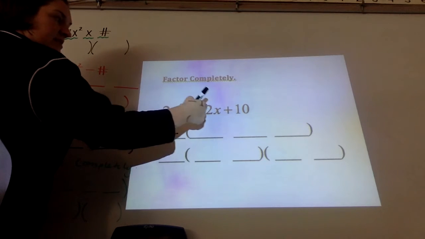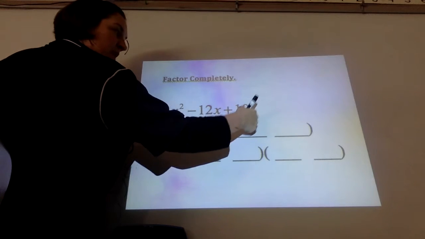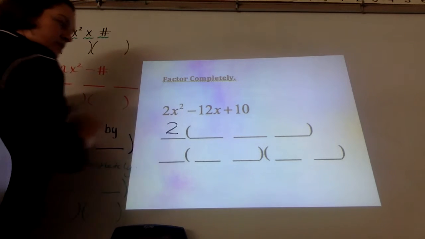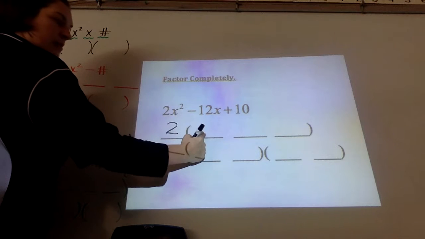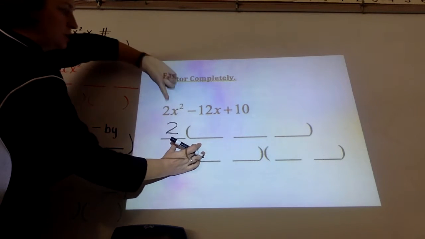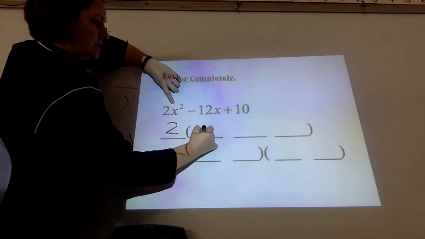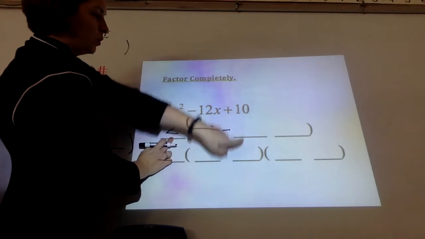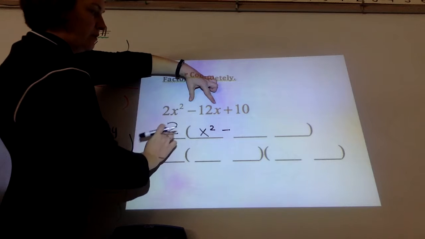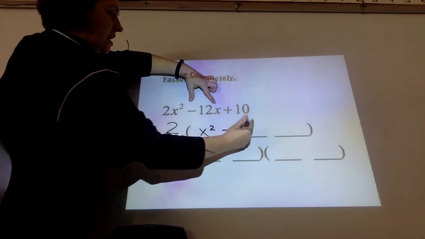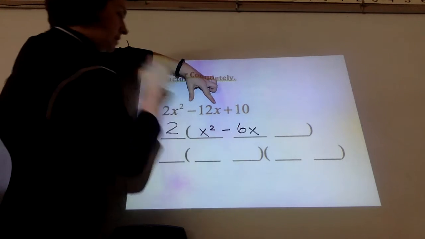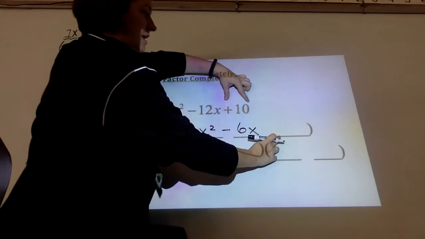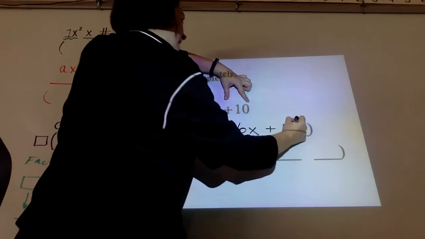but I can take an x and an x. I cannot take an x from the end, so I cannot put an x in my GCF. 2 times what gives me 2x squared? The answer is x squared, and down the minus. 2 times what gives me negative 12, so think of this like the triangle piece. The answer is 6x. 2 times what gives me 10, positive 5.